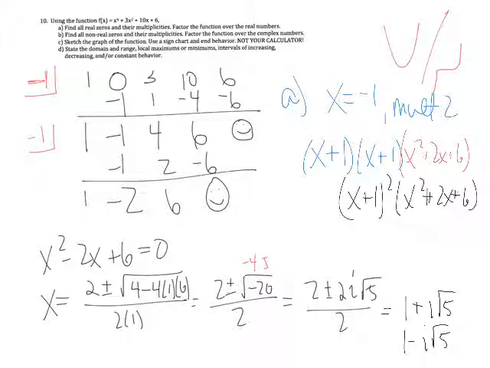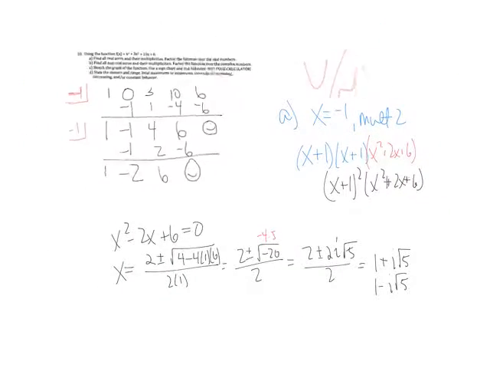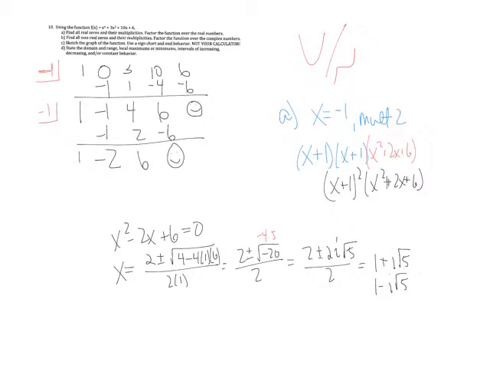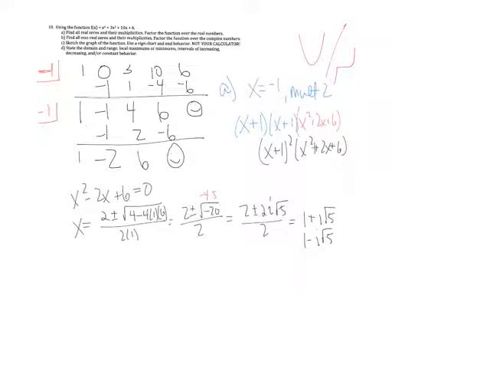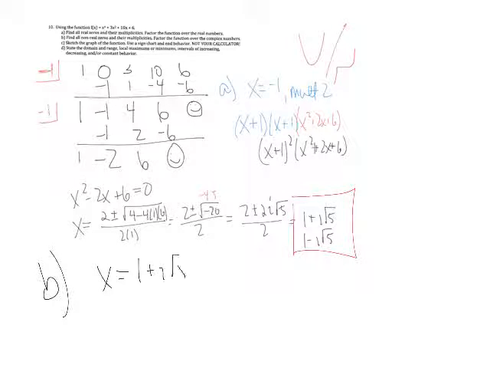We'll finish B too because we already factored that. Let me shrink a little bit though. Okay, and then if you go to part B, it says find all the non-real zeros and their multiplicities. Well, that's what we just found. I actually found it when I was working on part A. Ultimately what it means is x equals 1 plus i radical 5, and x equals 1 minus i radical 5.